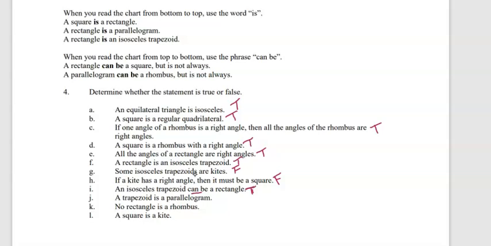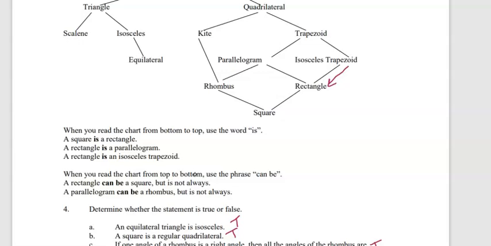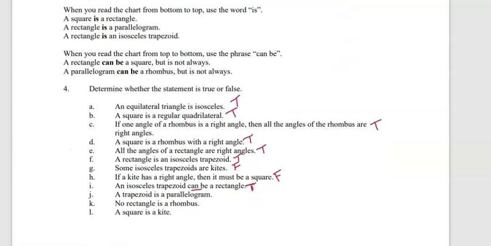A trapezoid is a parallelogram. It's not a guarantee because trapezoids have to have at least one pair of parallel bases, where parallelograms have to have two pairs of parallel sides. And so it can be, but you cannot use the word is there. So that is going to be false.